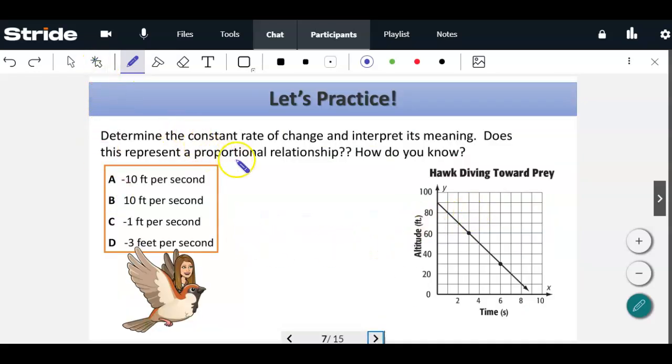All right, determine the constant rate of change and interpret its meaning. Does this represent a proportional relationship? How do you know? Well, you should be able to just look at this graph and know that it's not proportional because it doesn't go through the origin. This is going down, so the graph represents a hawk diving towards its prey. That makes sense: it's going down, so the height or altitude is decreasing.